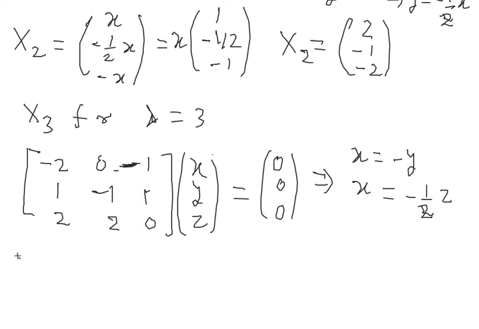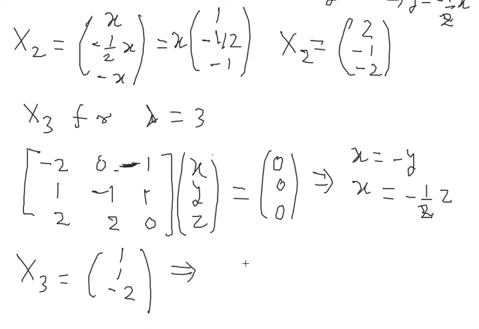So your x3 has x equal to minus y, so y is minus x. You can write 1, 1, and minus 2. So this is the other eigenvector.